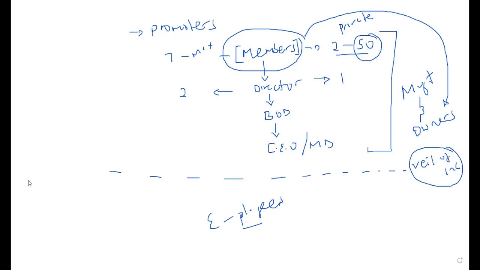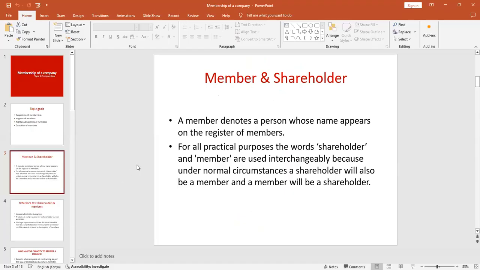In this case, the members, as we said, is a person whose name appears in the register of members. If you're starting a company, you're going to have your memorandum, and then there's going to be a register of members. So the people whose names appear in the register of members become members.